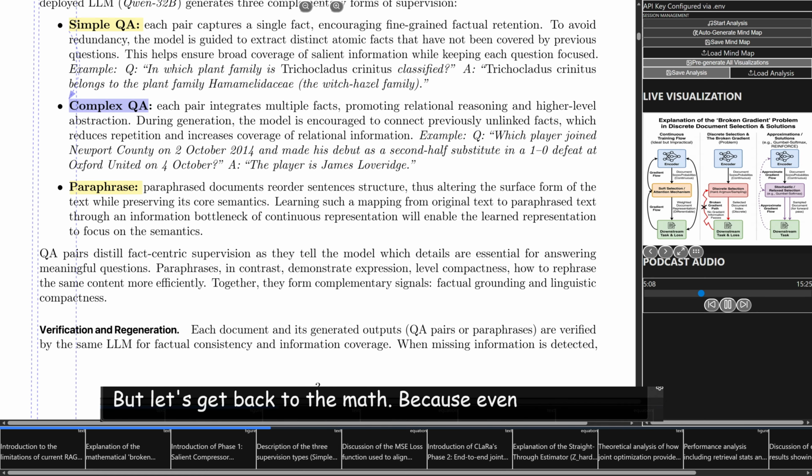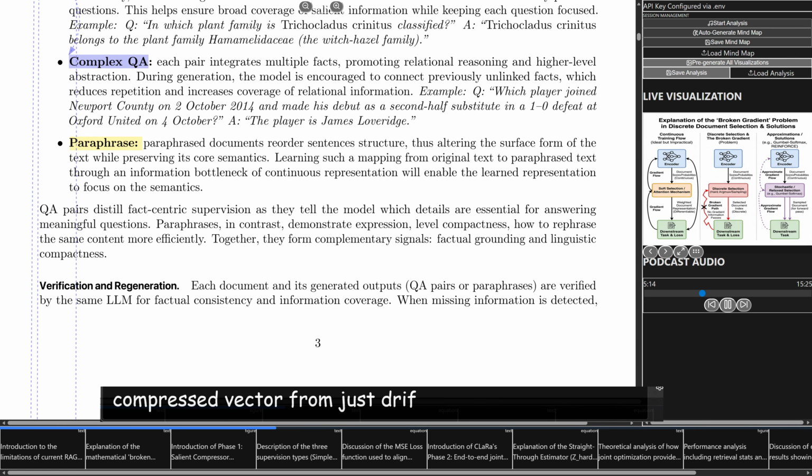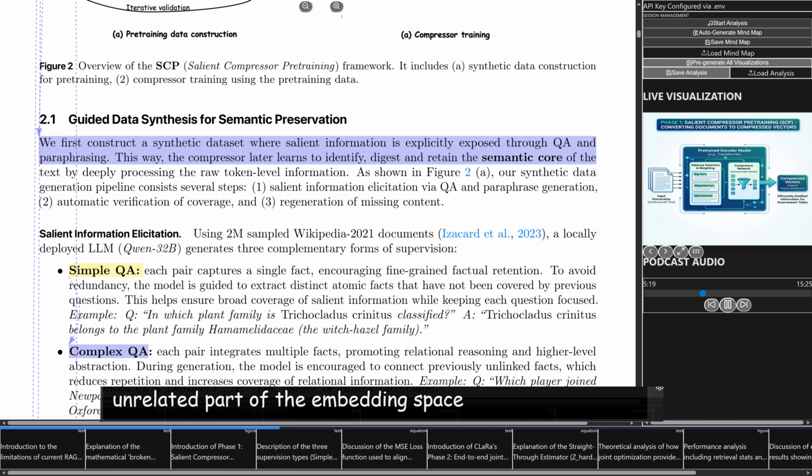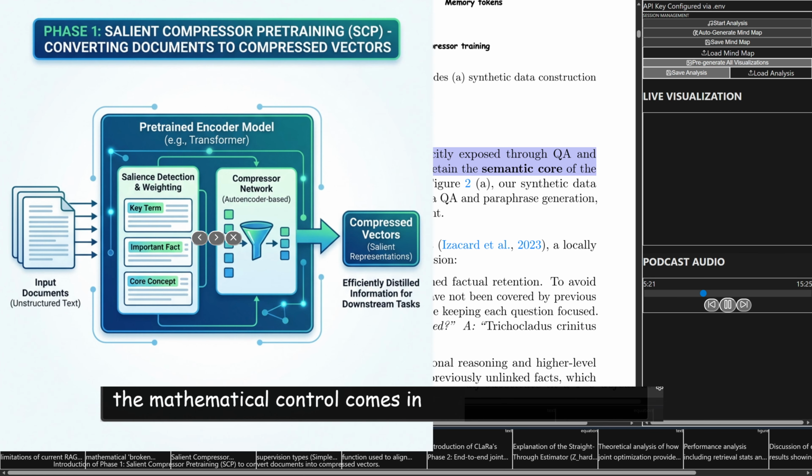Because even with all this, if you're just training it on QA tasks, what stops that compressed vector from just drifting off into some unrelated part of the embedding space? That is where the mathematical control comes in. Specifically, the compression alignment loss, which they call LMSE. It's a mean squared error term that acts like a tether.